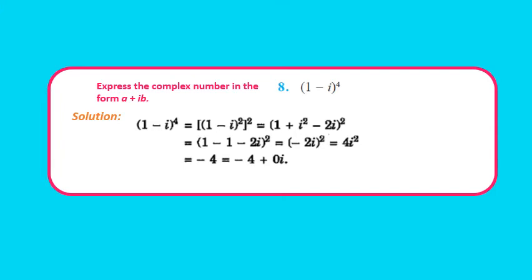So squaring, we get 4i square, and i square equals minus 1. So this becomes minus 4. So writing minus 4 as minus 4 plus 0i, we get the required form a plus ib, where a is equal to minus 4 and b is equal to 0. Clear? So pause and note down the solution.